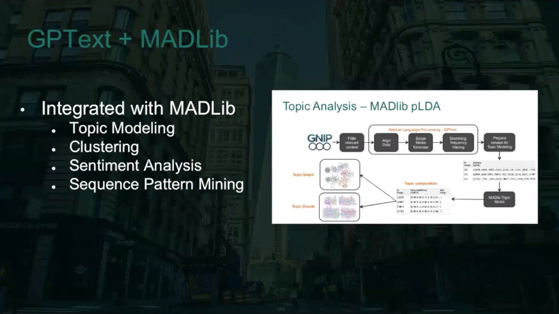By extension, GPText also stores all this metadata, so the terms, the document positions, as well as the word positions within the document and other information, and we can expose this data to MADlib. And this can be used for various capabilities such as topic modeling or clustering, or even sentiment analysis, or in the case of log analysis, you can use it for sequence pattern mining. And so we can expose this to MADlib for further analysis.